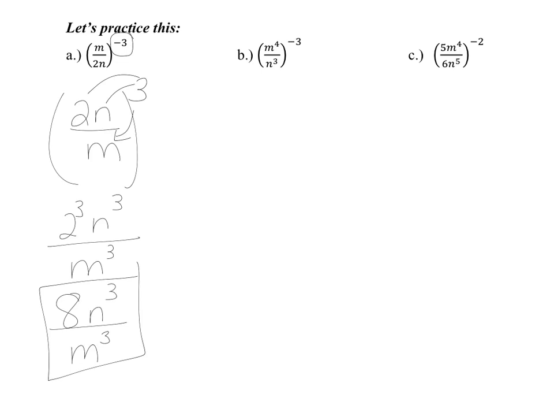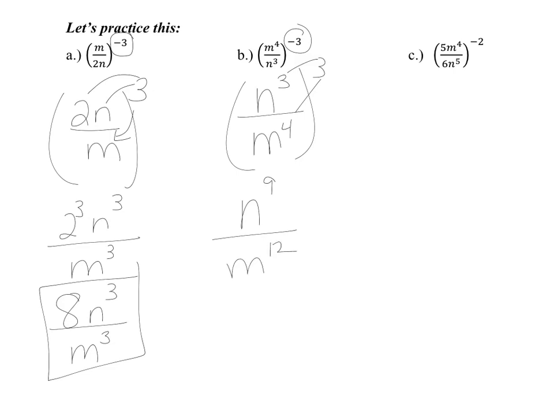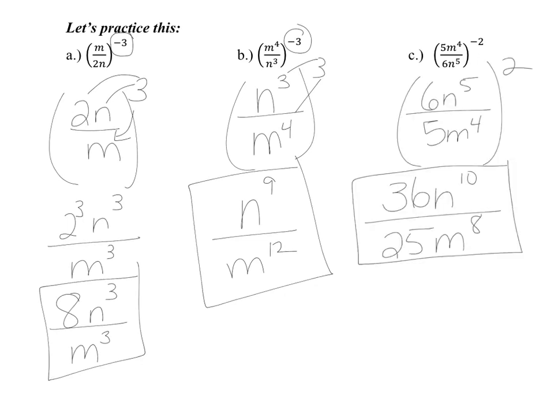So if you think you get it, go ahead and stop the video, but I'll do one more with you, and then you can check. So then this one, to make that a positive, I just flip it. I make it n to the 3rd over m to the 4th. The whole thing now goes to the positive 3. And then you just bring in the exponent. Remember, when you bring in exponents, you multiply, so it would be n to the 9th over m to the 12th. Now go ahead and stop the video and try the next one.